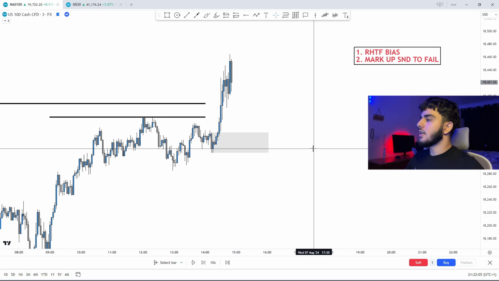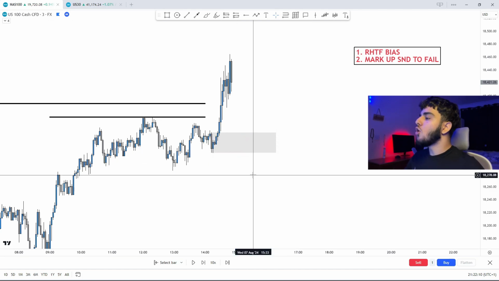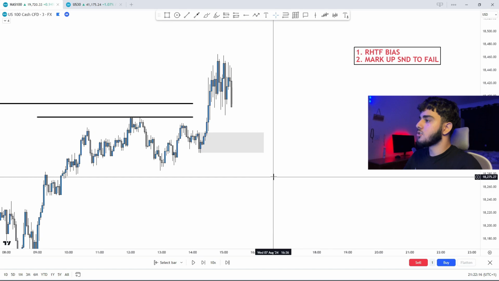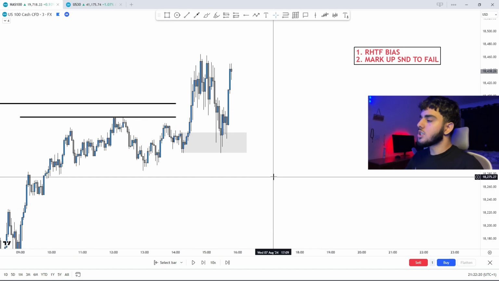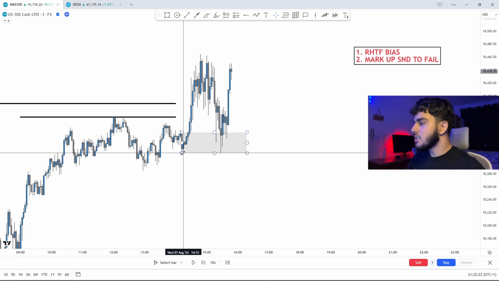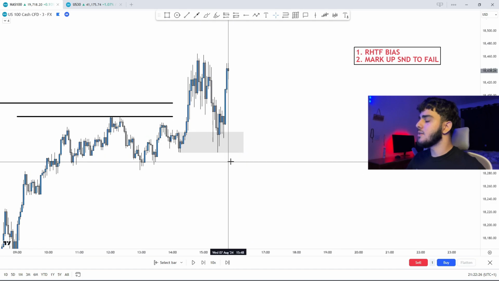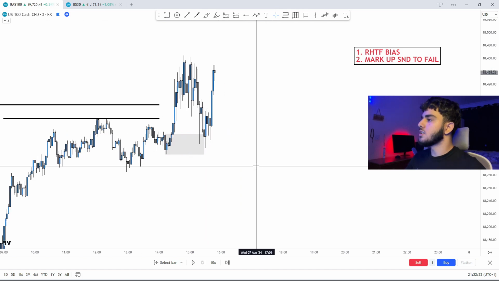What's important about the next couple of steps is that if this demand zone doesn't fail, then we know we can't go shorts yet and we don't have a valid shift in structure. So let's just play price and see if we get the shift in structure. Price does not shift in structure yet. We can actually see that price respects this demand zone. If I bring it down to the wick, we can see price respects this demand zone and actually starts moving towards the upside. Therefore, we can't go for shorts yet.